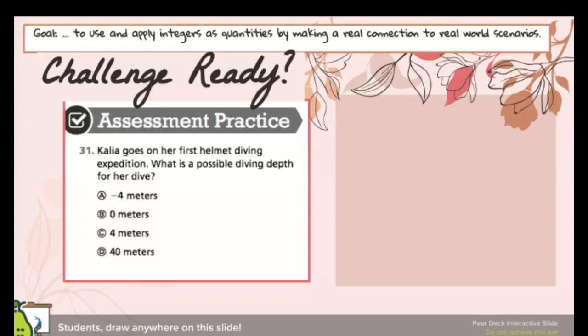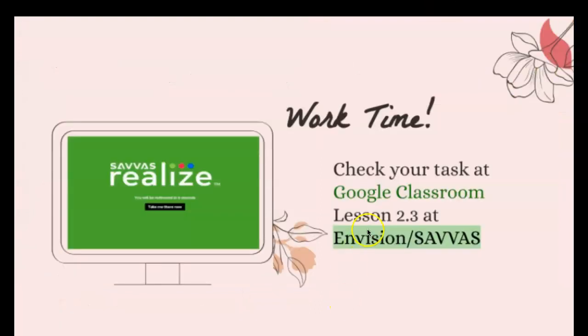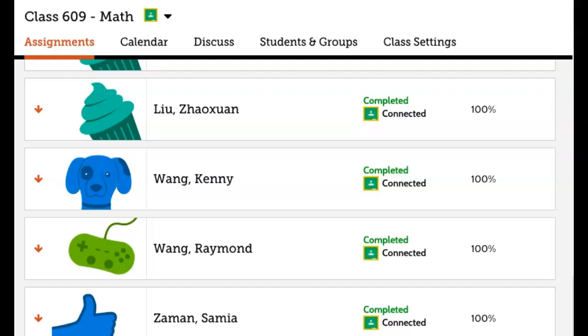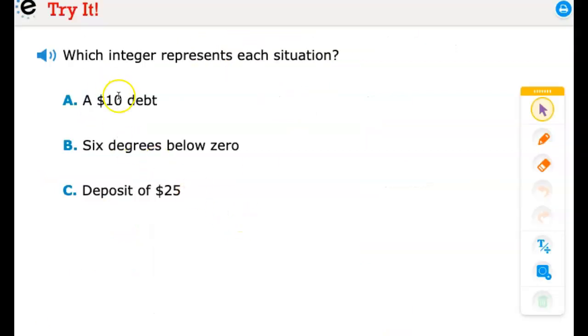With that said, you guys gonna go to your Savvas assignment, lesson 2.3. There will be like 3 questions here. It's so funny because in my other class they circle ABC. That's not what you're doing here, okay? I just want to clarify. So which integer represents each of the situations? So you're gonna write numbers that represent ABC. You're not circling A or B or C.